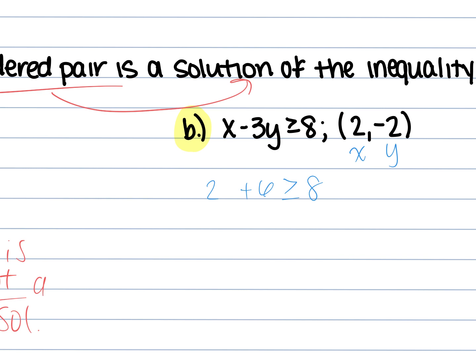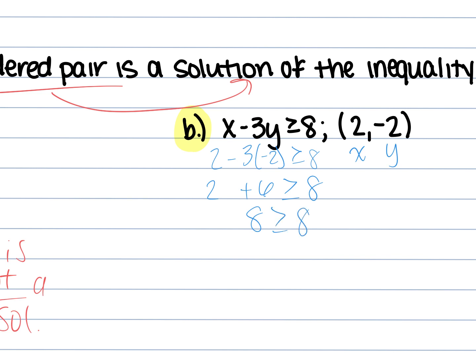8. Now, I'm going to add a step because it should have been 2 minus 3 times negative 2, which is greater than or equal to 8. So if we write this where we're plugging in, it should be 2 minus 3 times negative 2. Negative 3 times negative 2 gives me positive 6. I add them together. I get 8 is greater than or equal to 8.